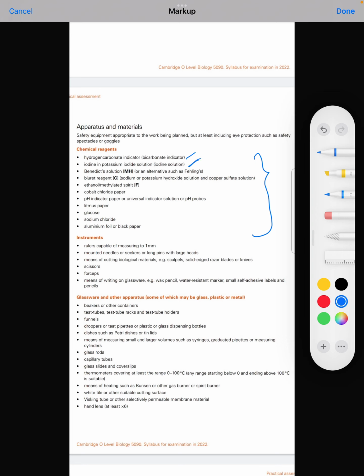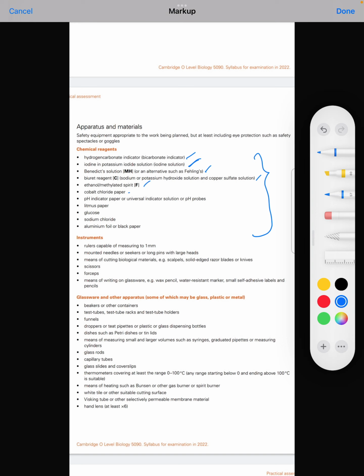It's usually used to test for starch. And then Benedict solution, the same thing. It's basically just iodine. I mean, it's also used for starch. Alternative for Fehling's. Then we have Biuret reagent, or sodium or potassium hydroxide solution, and copper sulfate solution. You'll also be using these. Ethanol and methylated spirit. Yeah, ethanol will be used as well.